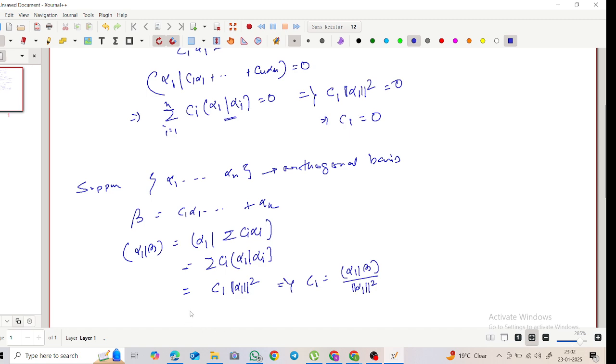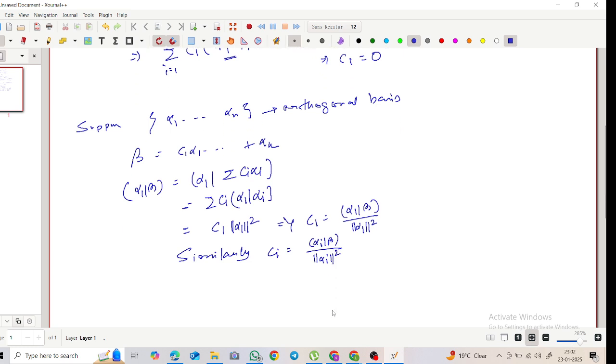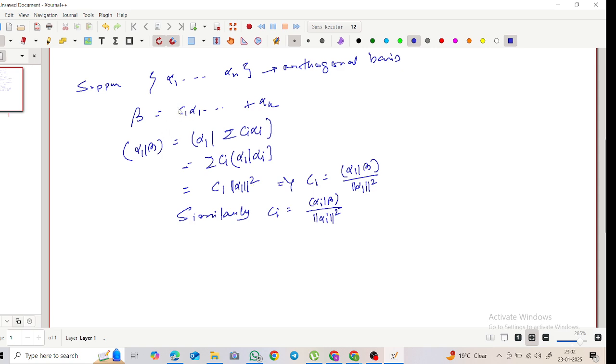So similarly, Ci is nothing but alpha I inner product beta by norm alpha I square. So you realize that each coefficient of this expansion of beta can be written with respect to this inner product. So beta becomes nothing but summation I running from 1 to n alpha I inner product beta by norm. Oops, I made a mistake here. Ci will be bar.